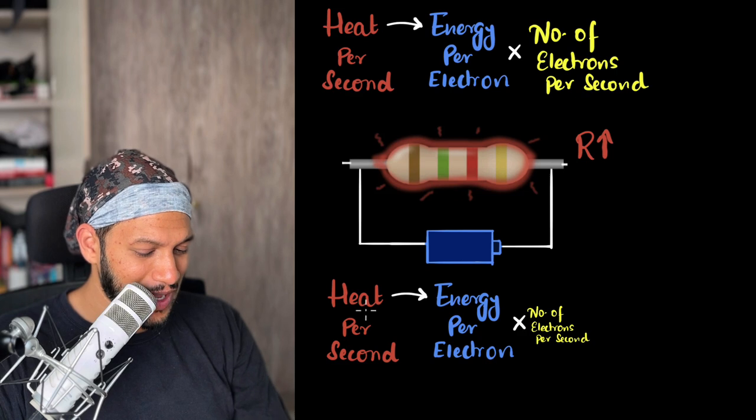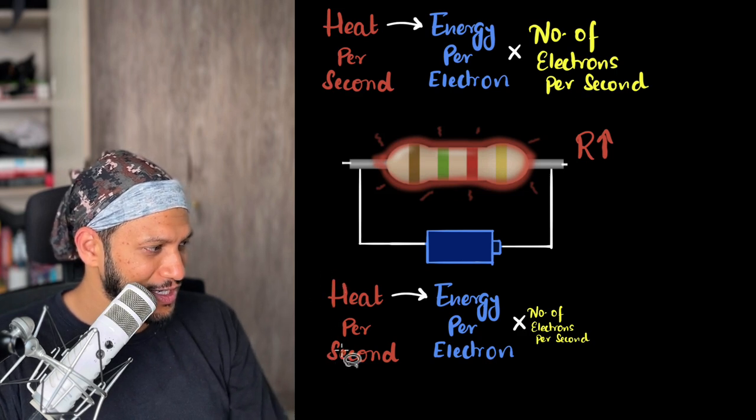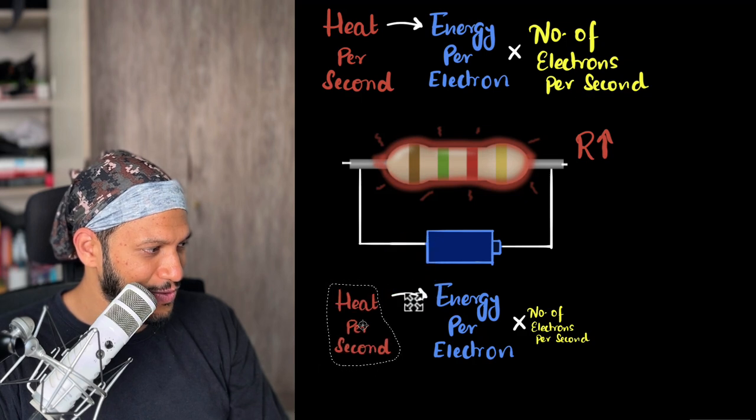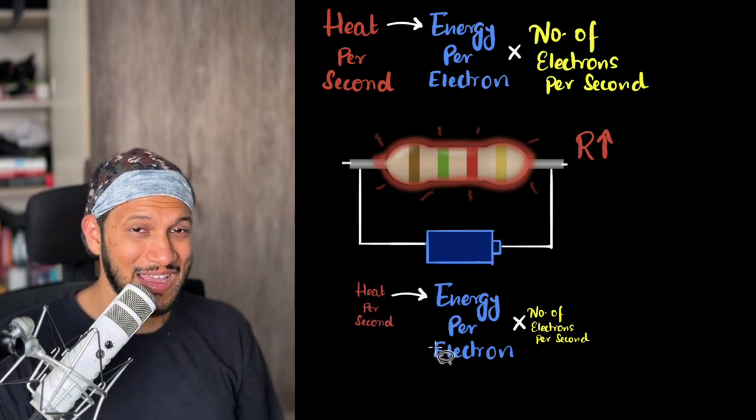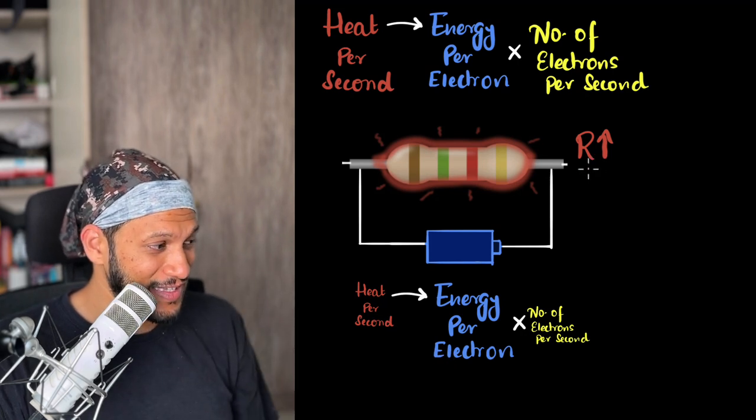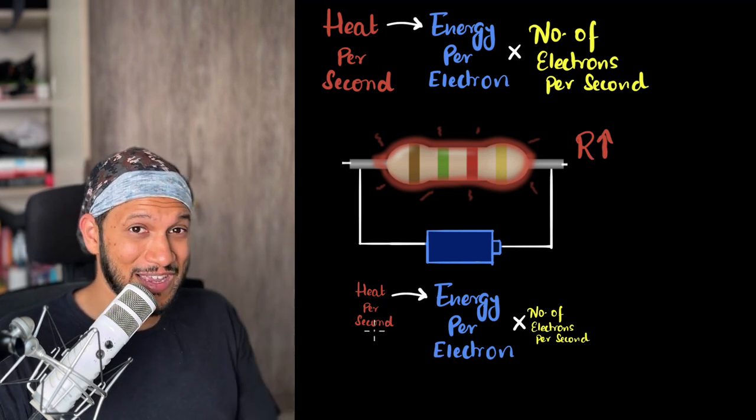And therefore, what's going to happen to the heat generated per second? Well, that's also going to reduce. And there we have it. When I increase the resistance, notice the heat generated per second reduced.